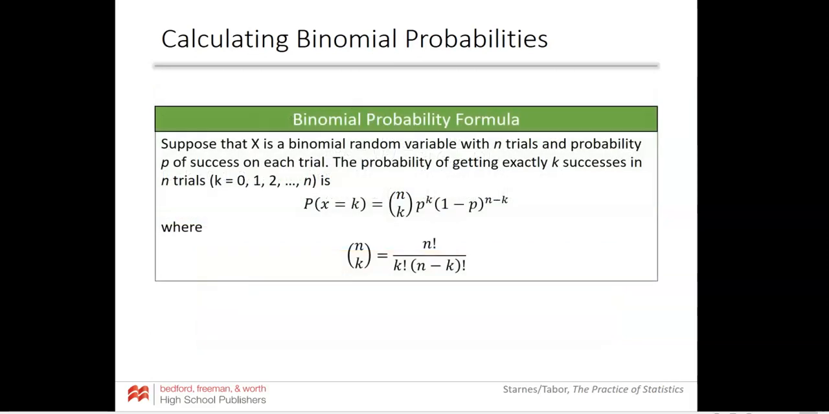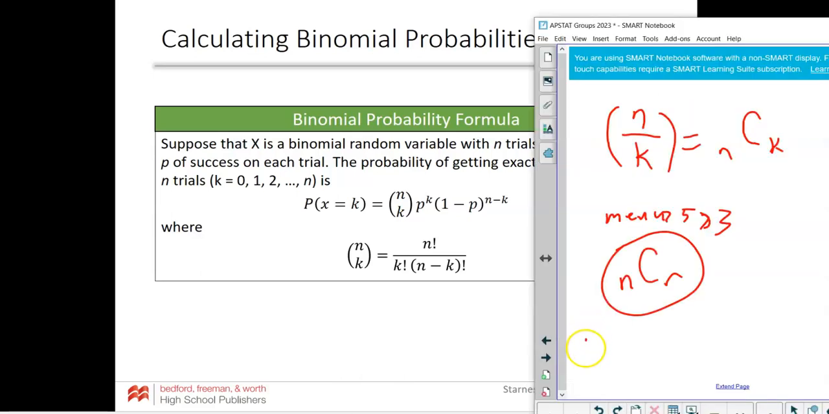Okay, so again, I almost want you to think that N over K thing is NCR. So this is the formula basically, where NCR is the N over K there. P is the probability of success, which means 1 minus P is the probability of failure. You might have seen that.